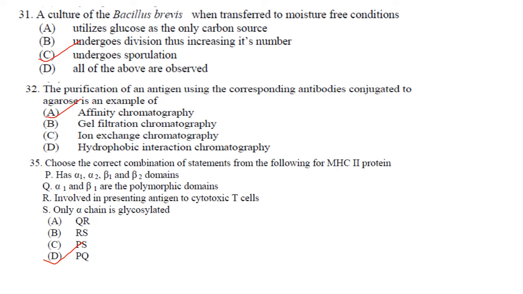Next one. Choose the correct combination of statements from the following for MHC2 proteins. P. Has alpha 1, alpha 2, beta 1, beta 2 domain. That is correct. Q. Alpha 1 and beta 1 are the polymorphic domains. Yes. R. Involved in presenting antigen to cytotoxic T cells, no, to Th cells. S. Only alpha chain is glycosylated, and that is also wrong. So answer will be P and Q, that is option D.